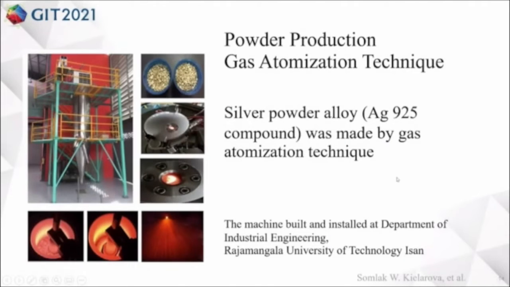Now we go to the powder production. In powder production, in this study, we produce the silver alloy powder by gas atomization techniques. This machine is built and installed at the Department of Industrial Engineering, Rajamangala University of Technology Isan.